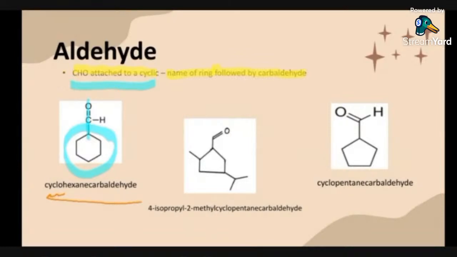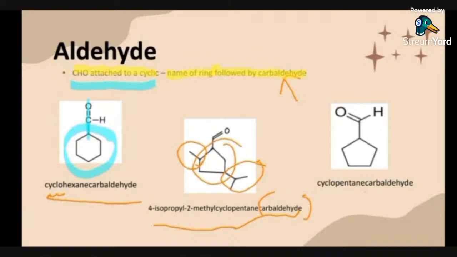And then we take a look at 4-isopropyl-2-methylcyclopentane carbaldehyde. Carbaldehyde we take from this, and 4-isopropyl is this, and 2-methyl is this. This is cyclopentane, and it is cyclopentane carbaldehyde. This is pentane. This is C double bond O, and we just make it cyclopentane carbaldehyde.